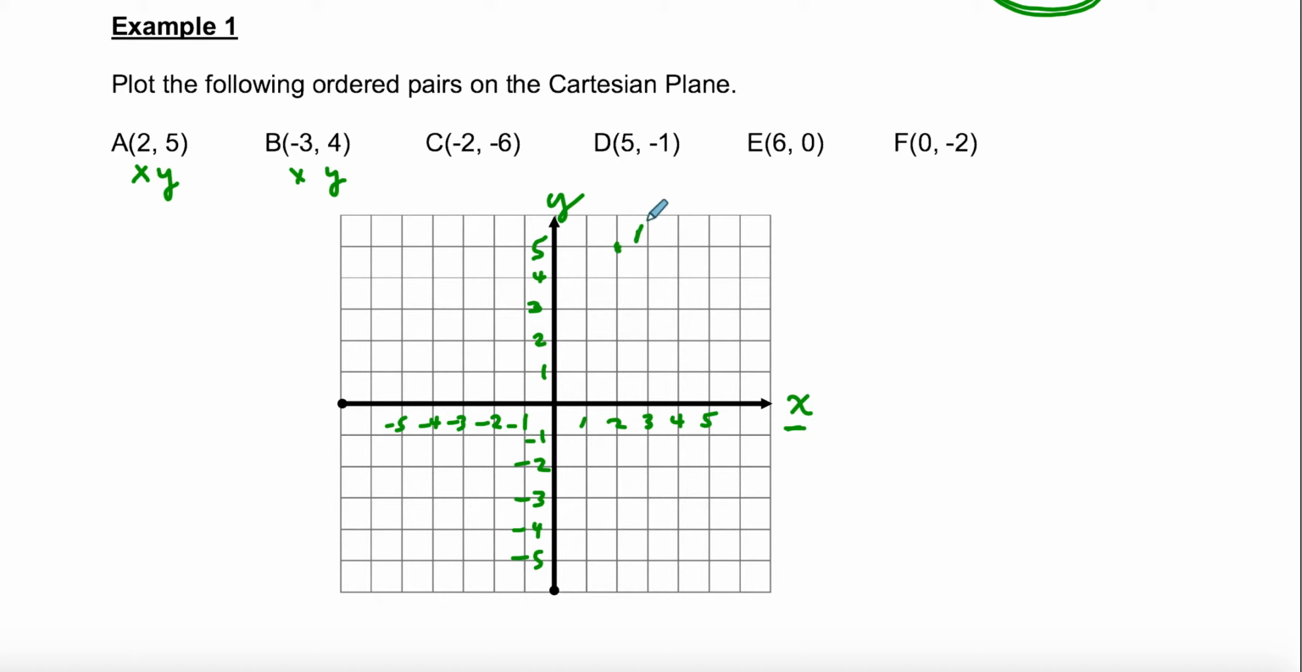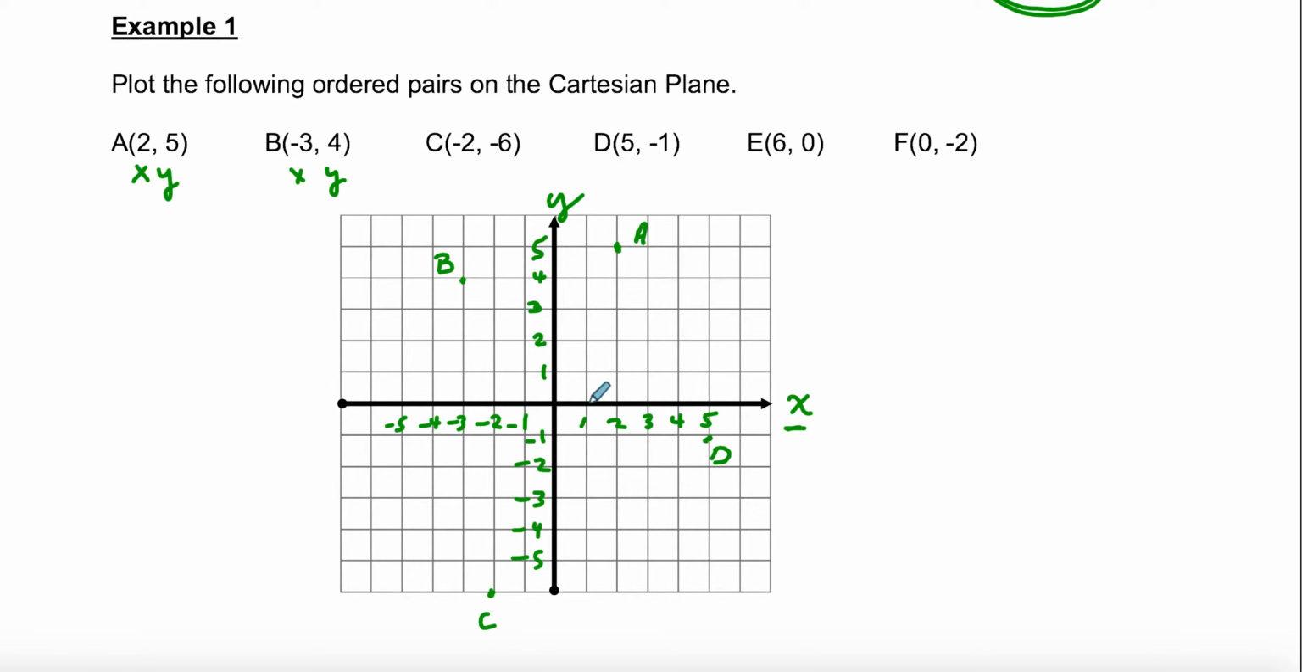And that's point A. Point B, -3, 4. So -3 is this way, and then 4 up here, so that's point B. -2, -6, so sideways first to -2, it's like a number line, and then down to -6, so point C would be down there. D, 5, -1, sideways first, 5 this way, and then down 1, and that's D.